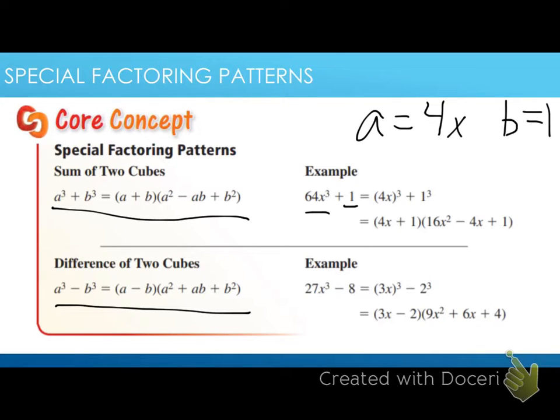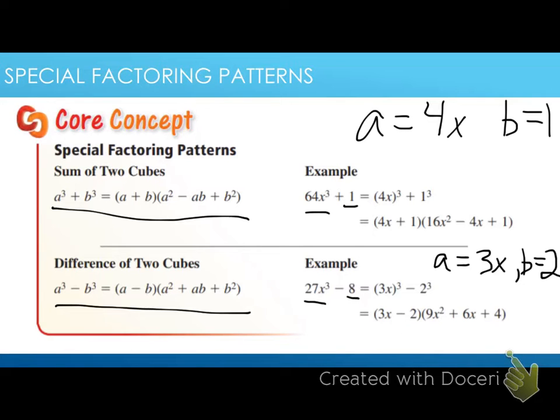Same thing in the second example. For the difference of 2 cubes, I can take the cube root of 27x cubed and the cube root of 8. So what's the cube root of 27x cubed? 3x, right? Cube root of 8? 2. So I could plug 3x in for a to my formula and 2 in for b. So I'd get 3x minus 2 times 9x squared plus 6x plus 4. And we will do some examples on our own. Are there any questions about these?